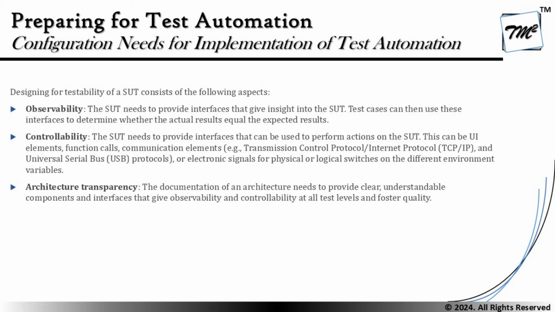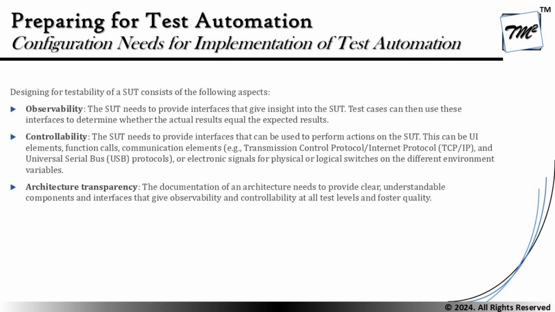On the other side, of course, the third element is architecture transparency, which talks about the documentation of an architecture needing to provide clear, understandable components and interfaces that give observability and controllability at all test levels and foster quality. So in simple words, I cannot have observability and I cannot have controllability in an environment unless I have architecture transparency.